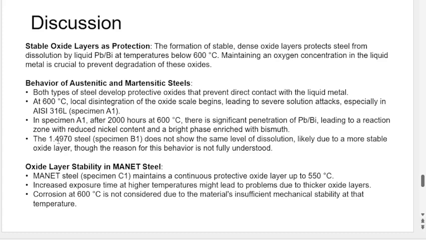The 1.49 materials do not show the same level of dissolution, likely due to a more stable oxide layer, though the reason for this behavior is not fully understood. However, for martensitic steel, it maintains a continuous protective oxide layer up to 550 degrees C. Increased exposure time might lead to problems due to thicker oxide layers, the phenomenon of peeling. Corrosion at 600 degrees C is not considered due to insufficient mechanical stability.